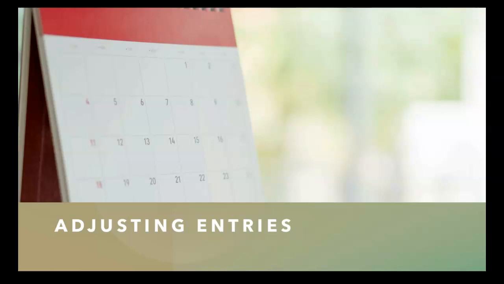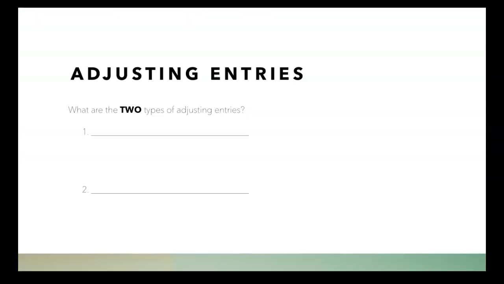So let's start the review on adjusting entries. The first thing about adjusting entries is there are two different types. We're going to have deferrals and accruals. Those are the two different types of adjusting entries. And within each type, we have multiple different types of deferrals and multiple different types of accruals.